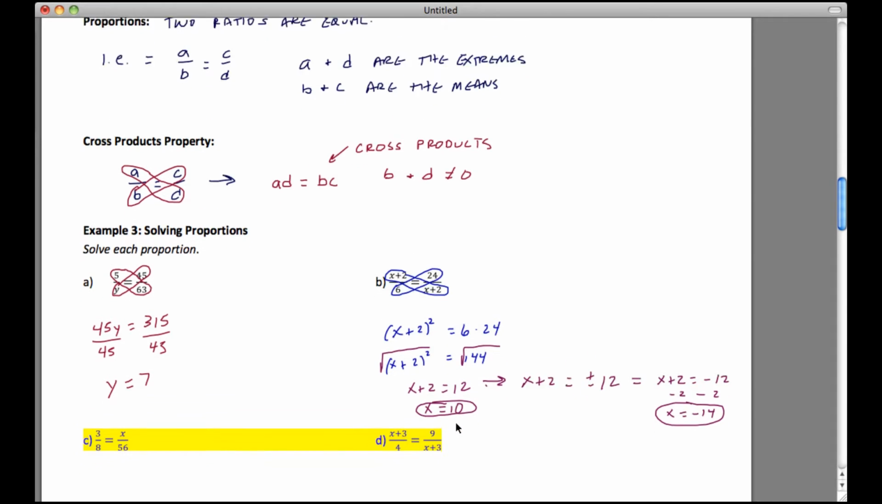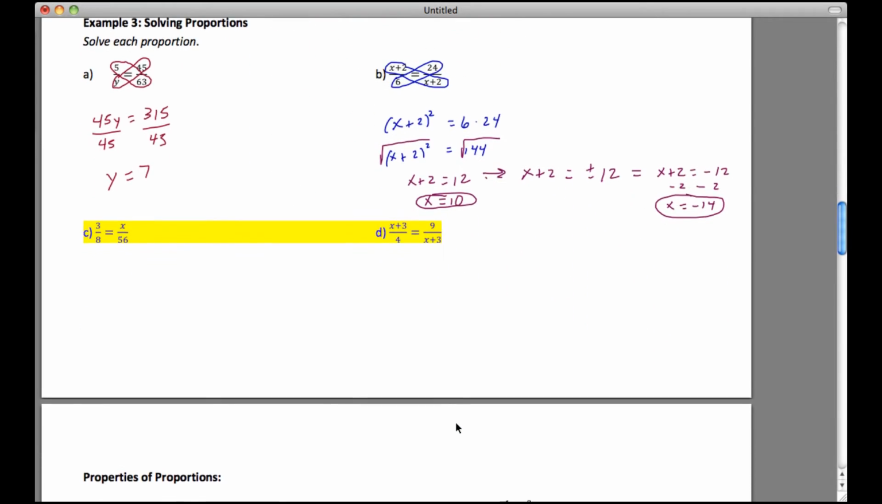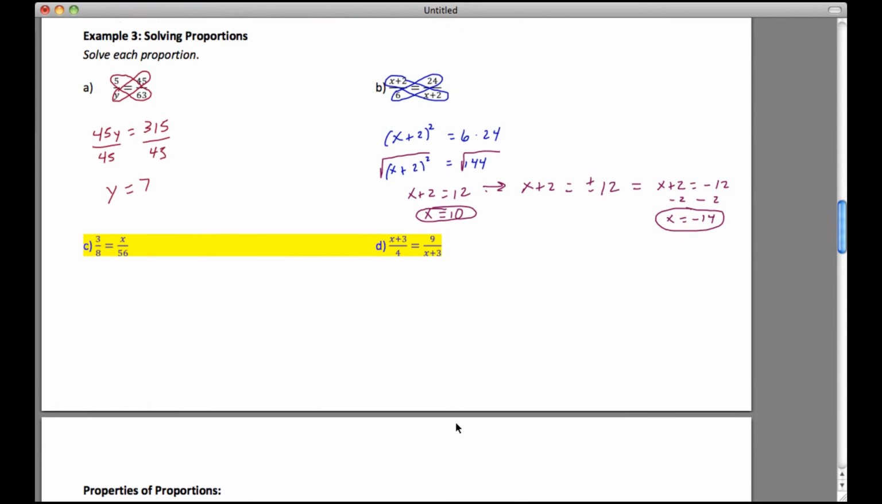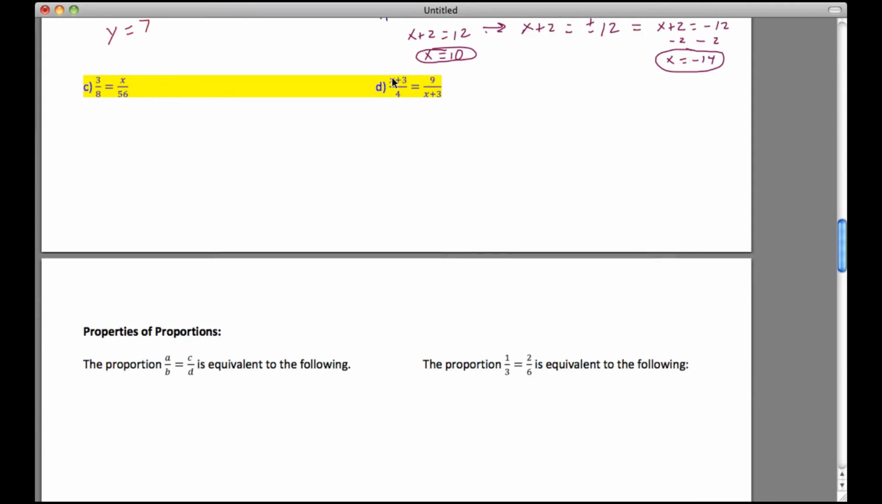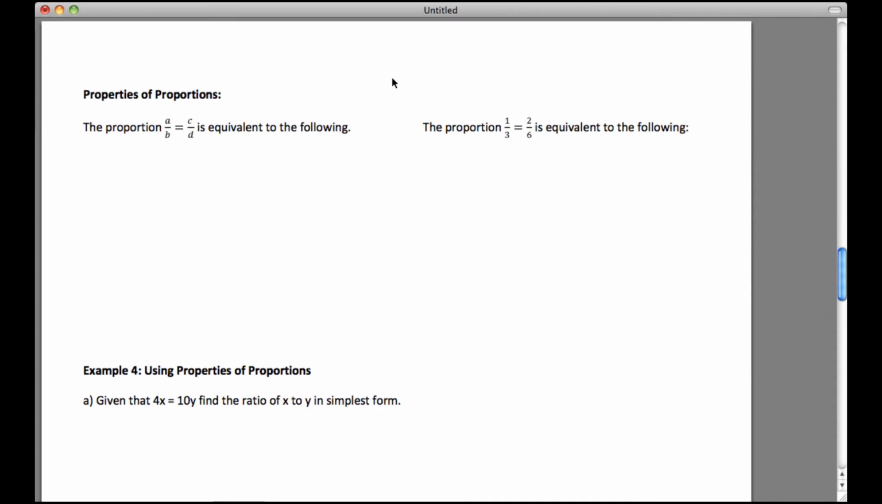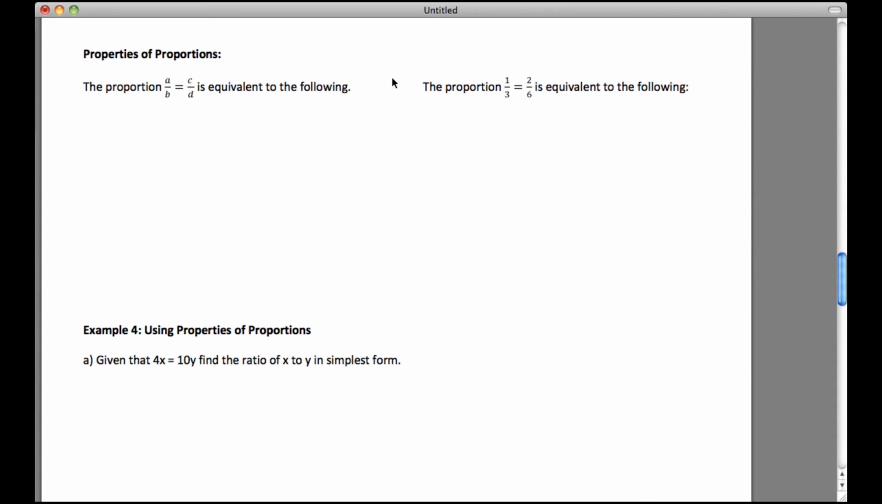Okay, this highlighted example, I am going to scroll up and leave this top one here for you to do. Notice you have a very similar situation in C and D as you did in A and B, so solve those and bring those to class. We will talk about those. Okay, we're going to talk about the last thing here, a couple properties of some proportions.